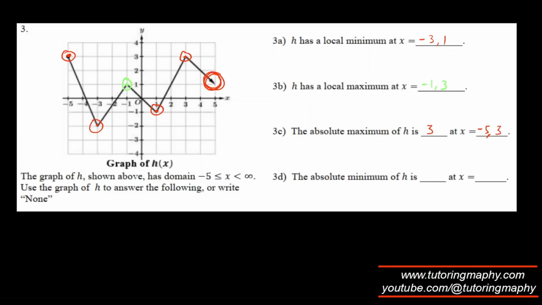And absolute minimum will be none because it has a downward arrow, so it just keeps going down forever, which means that it is negative infinity. And whenever something like this happens, we either write does not exist, or in this case they are asking us to write none.